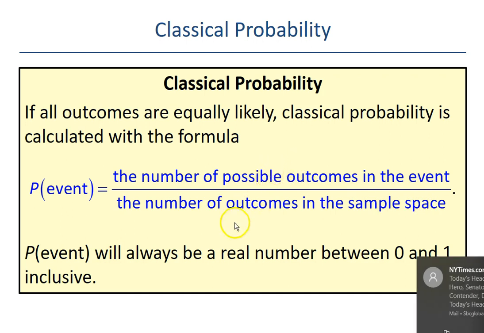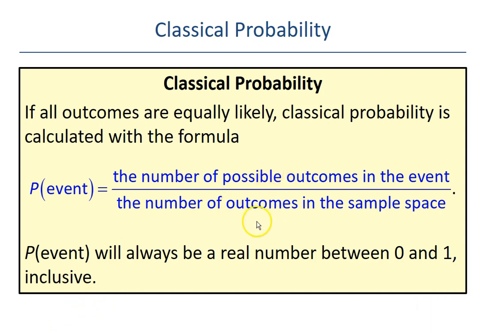So what you're looking for out of the number of items that could possibly happen. Now, some parameters for this: the probability of an event will always be a real number between 0, being it couldn't happen, and 1, that it always happens. So between these, that is what your inclusive probability would be.